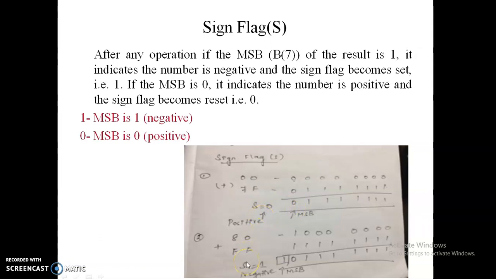Here you can take this example. I add these two numbers, 80 plus FF. The most significant bit in this example is 1, so the sign flag is set to 1, that is, the result is negative.